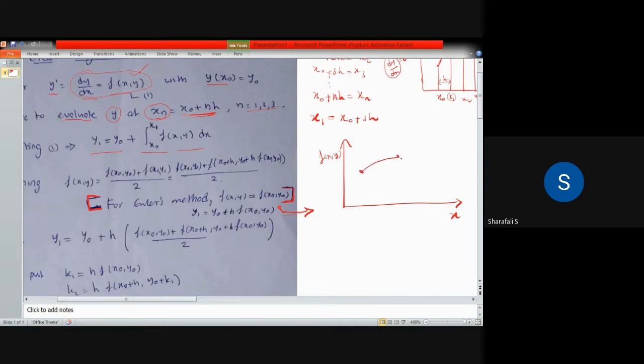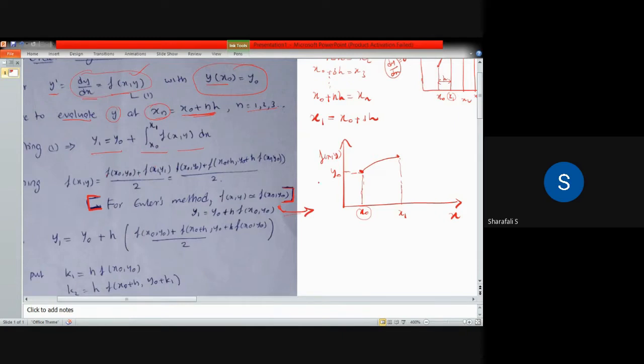So we are just considering the first 2 points. This is at x0 and this is at x1. So I know what is the value at x0 for this y. This is my y0, which is given by the initial condition y of x0 equal to y0. If you know this initial condition, only then can you solve this differential equation using Euler's method as well as the Runge-Kutta method.